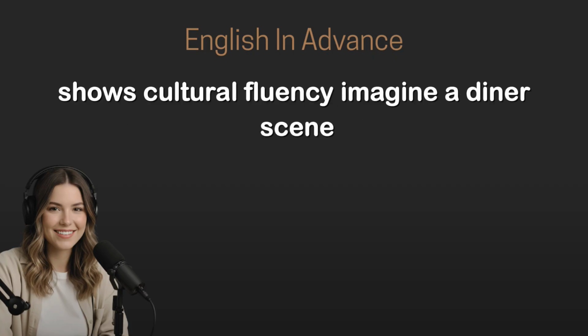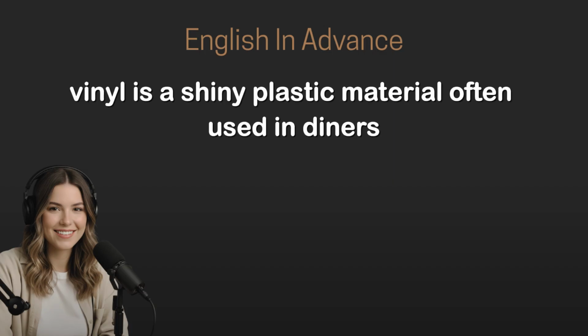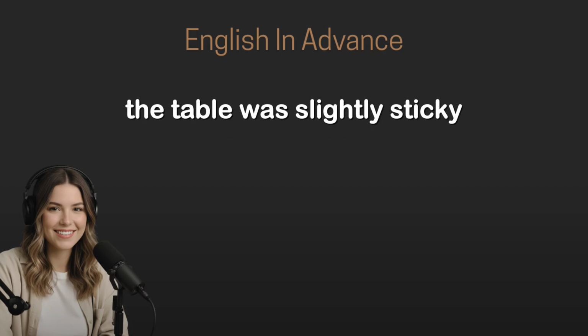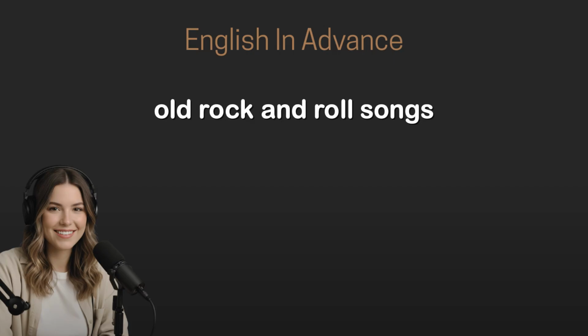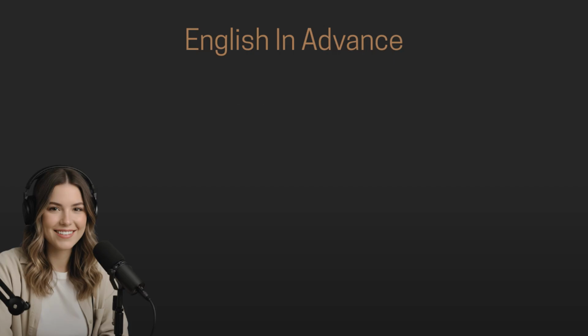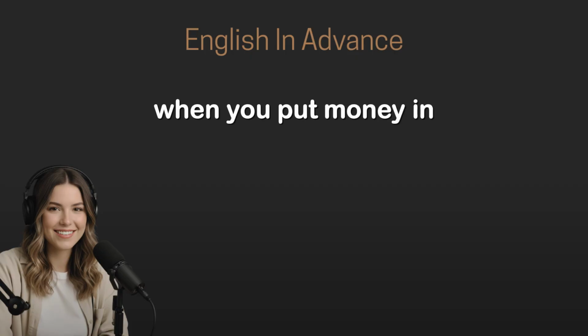Imagine a diner scene. We slid into a red vinyl booth. Vinyl is a shiny plastic material often used in diners. The table was slightly sticky. There was a jukebox in the corner playing old rock and roll songs. A jukebox is an old machine that plays music when you put money in.